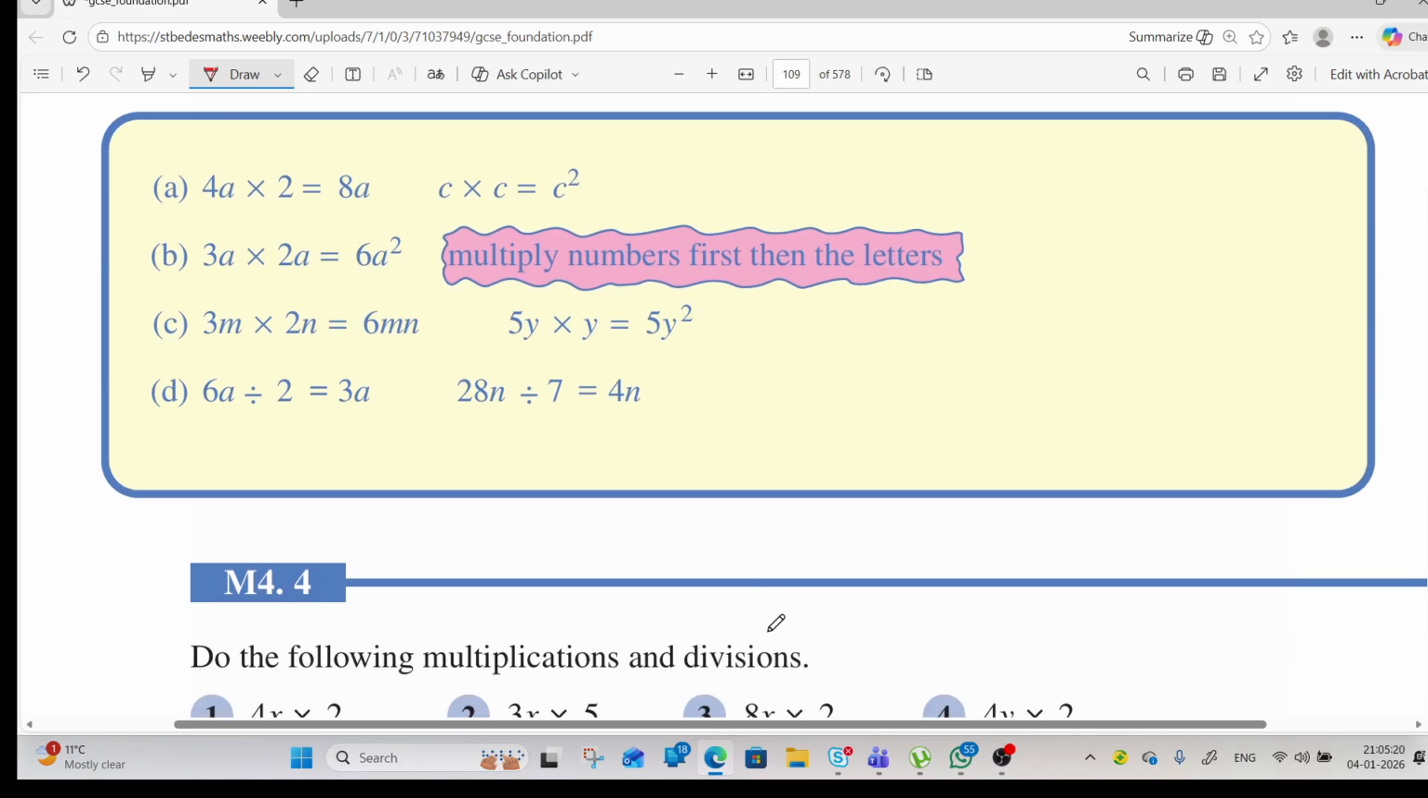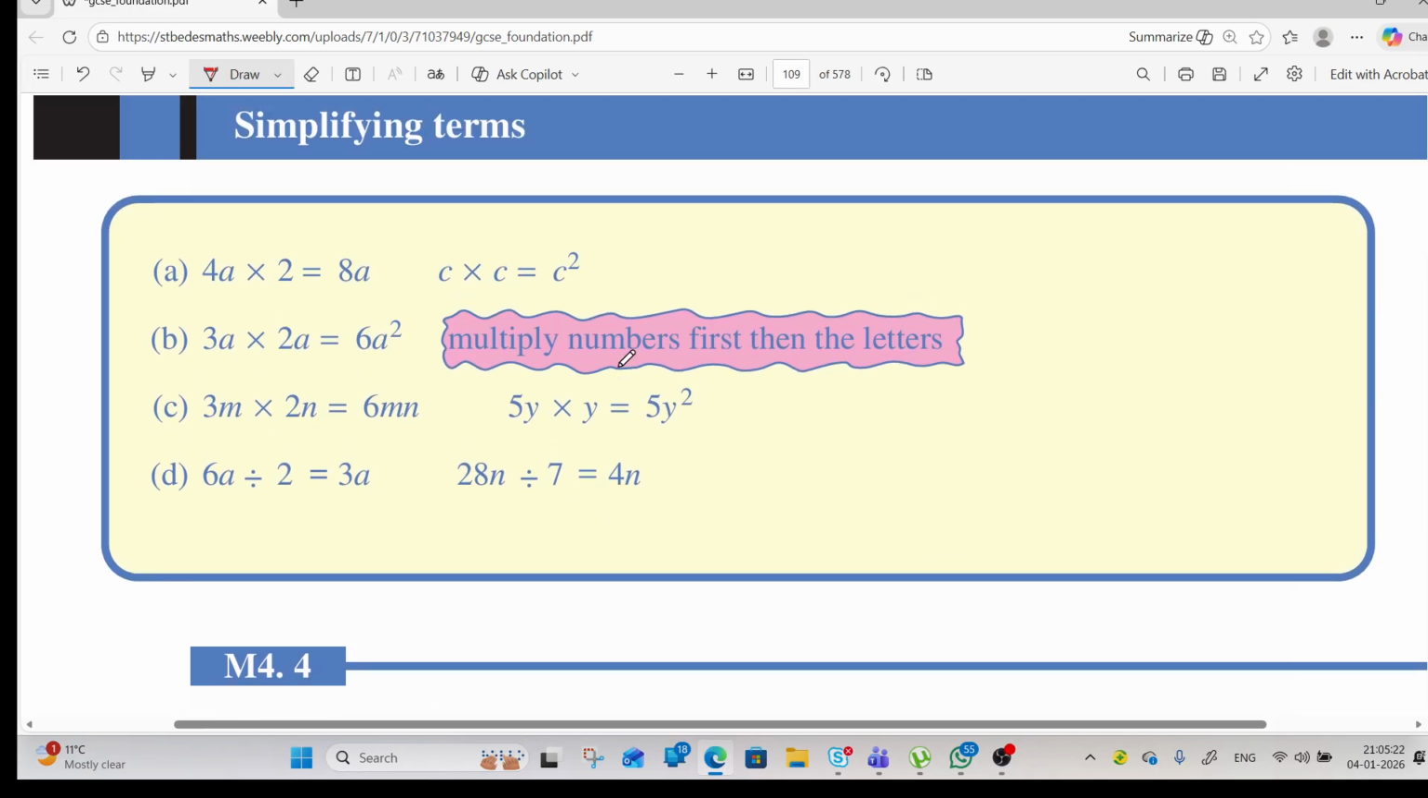Now, simplifying number first, then letters. So basically, we have seen how to add or subtract like terms. Only like terms we can add and subtract, right? Now let's see multiplication. For example, we have 4a times 2. First we multiply numbers, and then we go for letters. Here the numbers are 4 and 2, so 4 times 2 is 8, right? And then there is only a, so we write a.